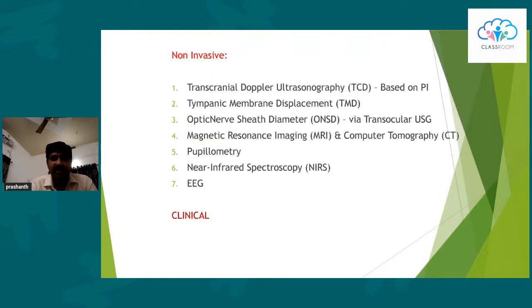The other way of monitoring ICP is a non-invasive technique. This is because the invasive techniques come with inherent problems of infection, bleeding, and you need a lot of logistics and personnel to actually manage it, particularly when you're using it for long-term continuous monitoring. So the non-invasive methods that are used are transcranial Doppler ultrasonography based on pulsatility index, tympanic membrane displacement, optic nerve sheath diameter via transocular ultrasound, and of course your CT and MRI, pupillometry, NIRS, EEG.